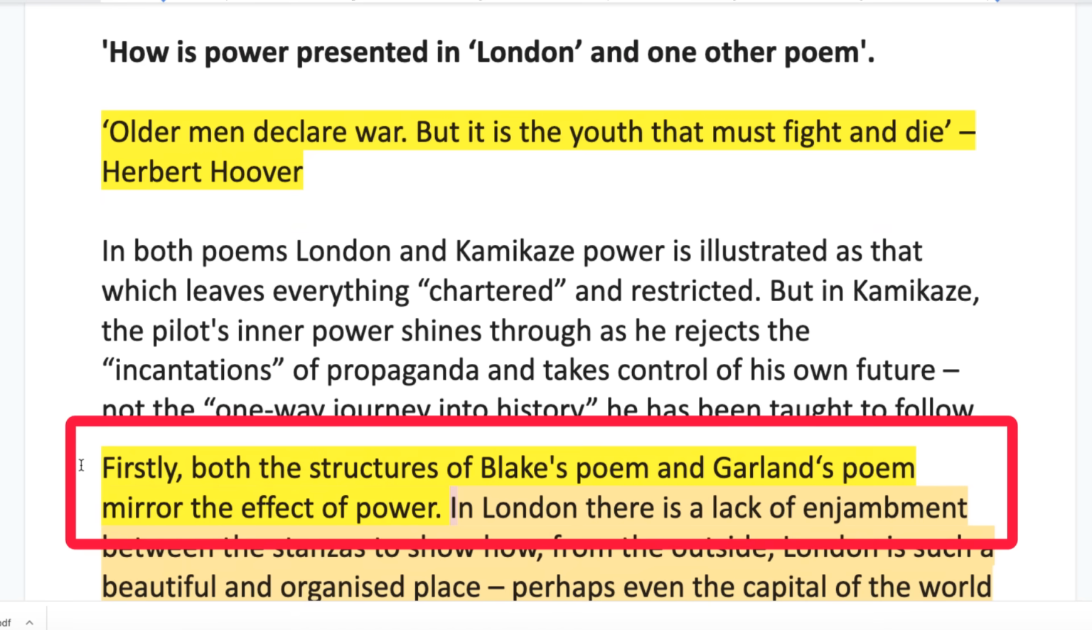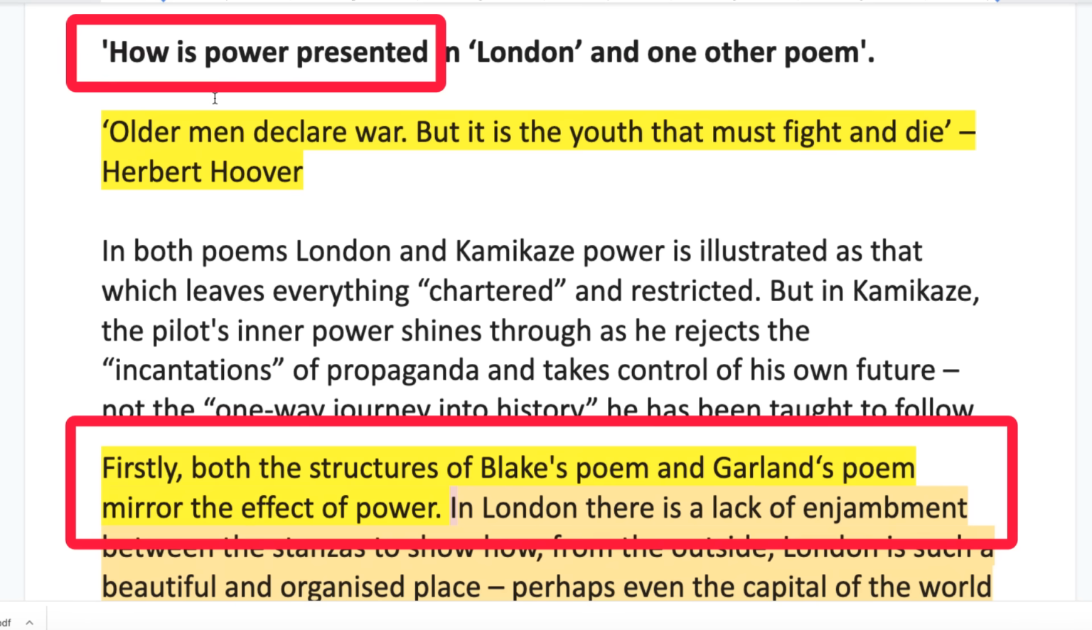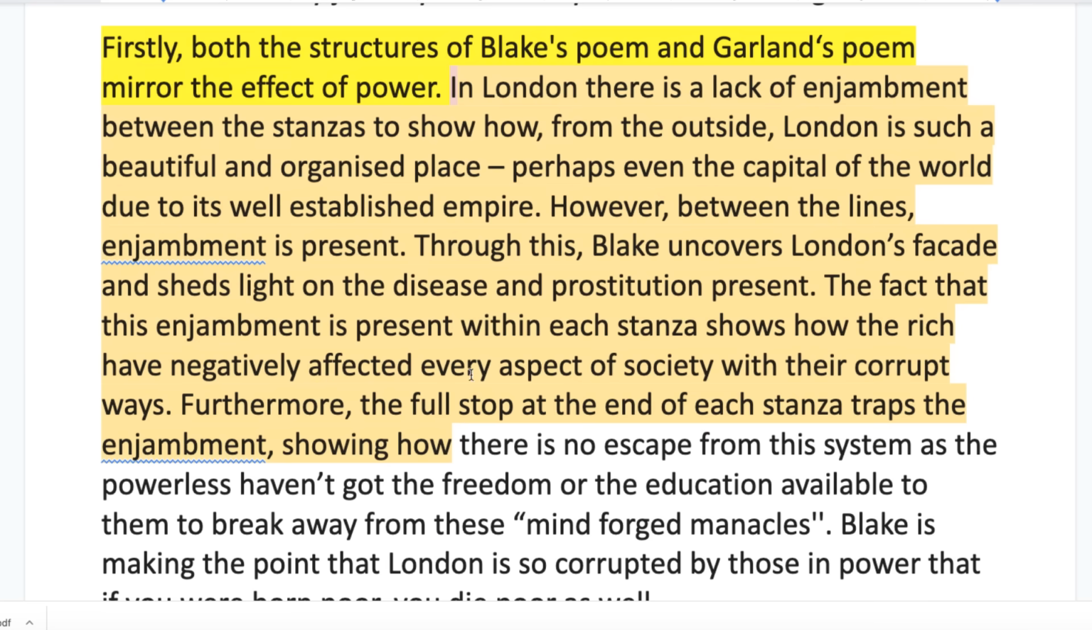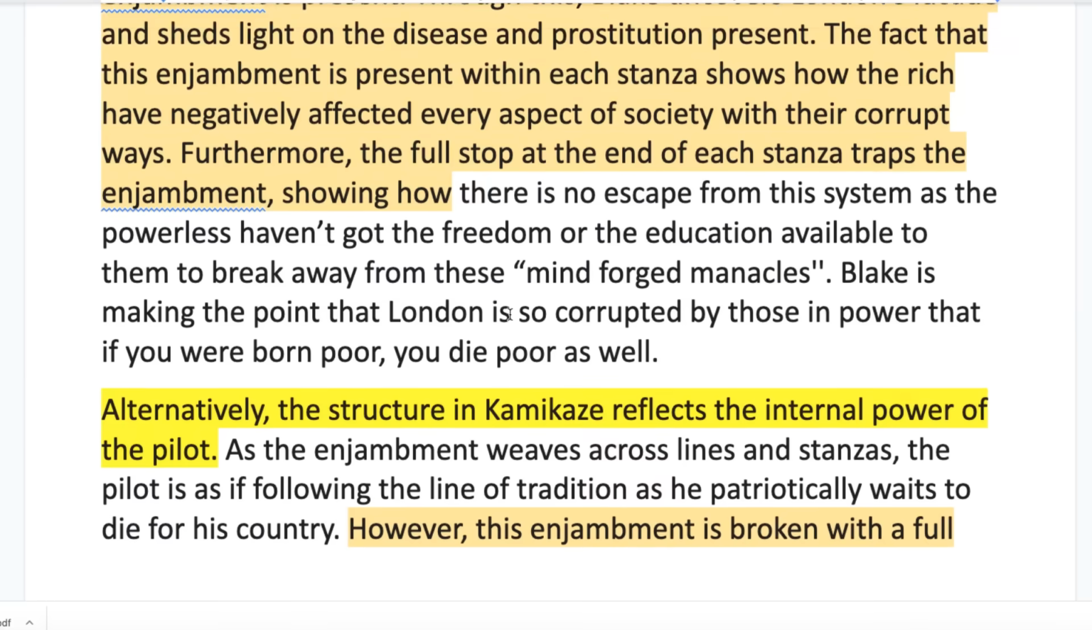We can see that he's already planned to begin by writing about structure. Firstly, both the structures of Blake's poem and Garland's poem mirror the effect of power. So he's linking what he's going to say about structure to the title about power, and he's prepared that in advance. In this colour, he knows what he wants to say about the structure of London. Not going to go through that yet, you'll see why later.